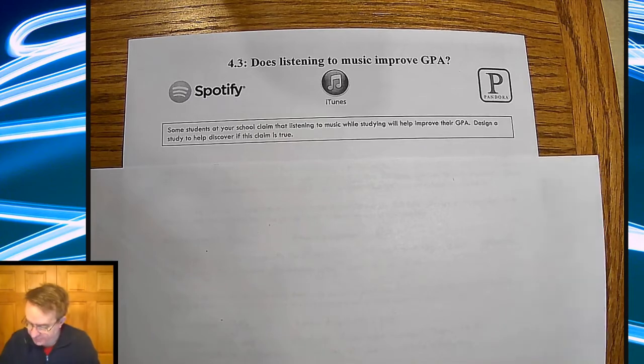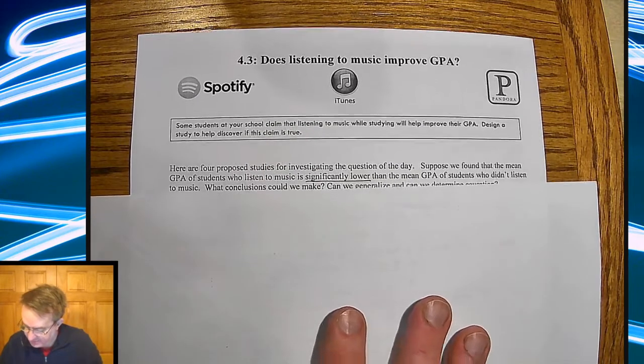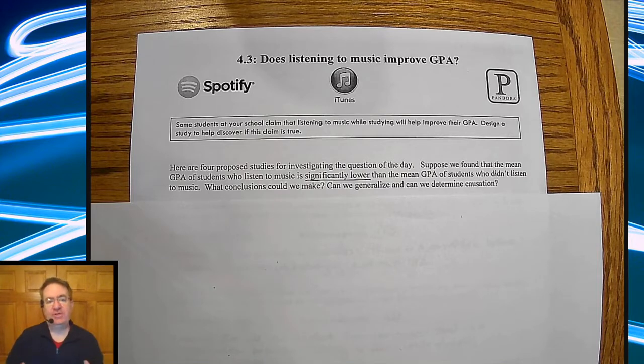So first of all, here are 4 proposed studies for investigation of the day. Suppose we found that the mean GPA of students who listen to music is significantly lower than the mean GPA of the students who didn't listen to music. What conclusions can we make, and can we generalize that, and can we determine a causation? Generalization means, can we go bigger than what the study covered? And causation obviously also means that, in this case, listening to music actually caused the GPA to go down.